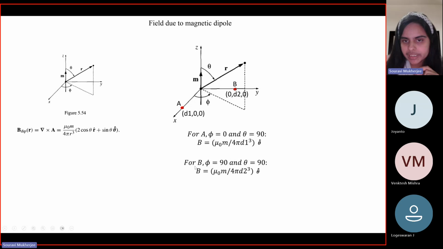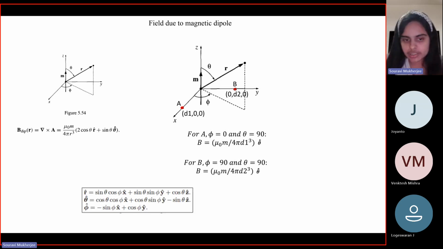Similarly, for point B, phi is 90 and theta is 0, and B is given by this relation. So suppose in your question you know the field at A and you are asked to find the field at B. You can do it using this relation. Suppose you know these coordinates, so you know what your m is, and then you use the same m to find the field at a different position. In this case, it is along theta cap.